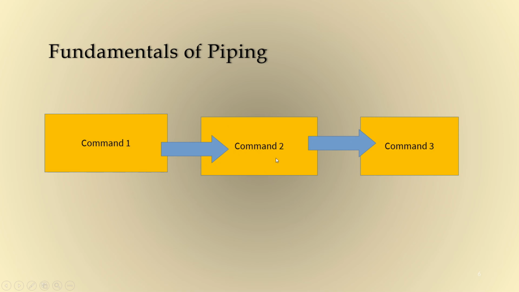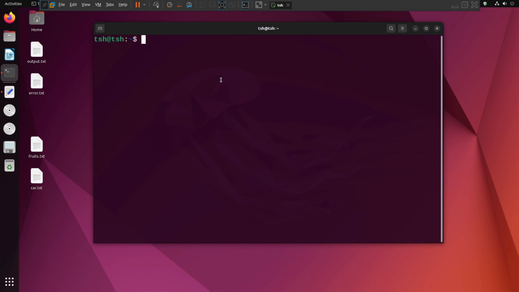So this processed output from command 2 is now passed again to command 3 as an input. And if command 3 is the last command, then command 3 will process the final input and produce the final output that will be delivered to the user. Let's now move to the command line terminal and see how this piping concept works.